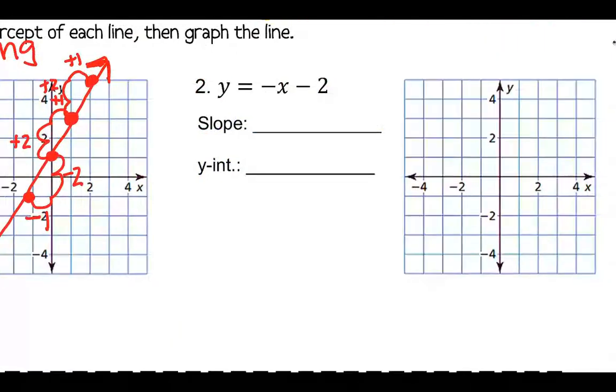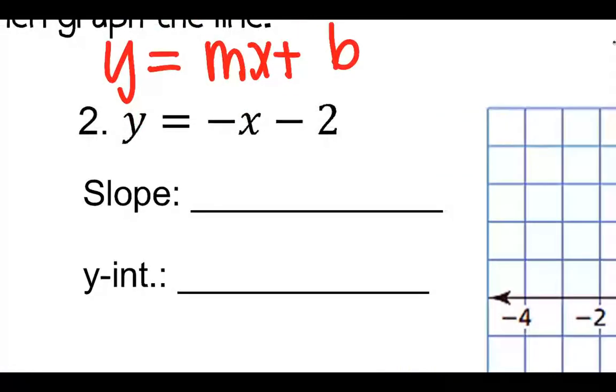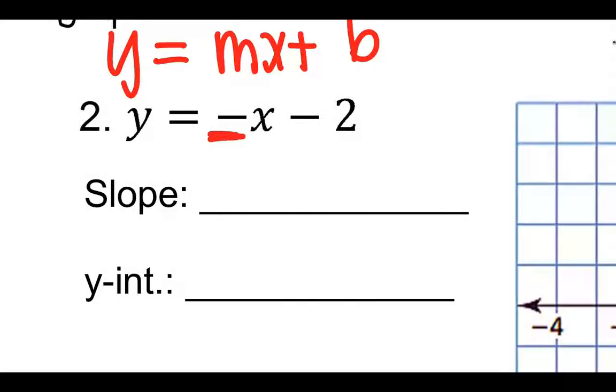So let's look at the next number. This one again is written in slope-intercept form. It's written in the form y equals mx plus b. So first it's asking for slope, so I'm looking for the number next to my x. What's my coefficient next to x? There's no number, but there's a negative. So how many x's do you see? 1, but it's negative, so it's a negative 1.